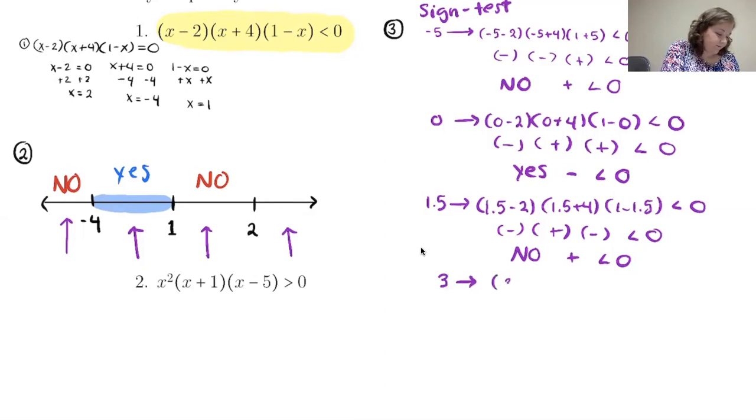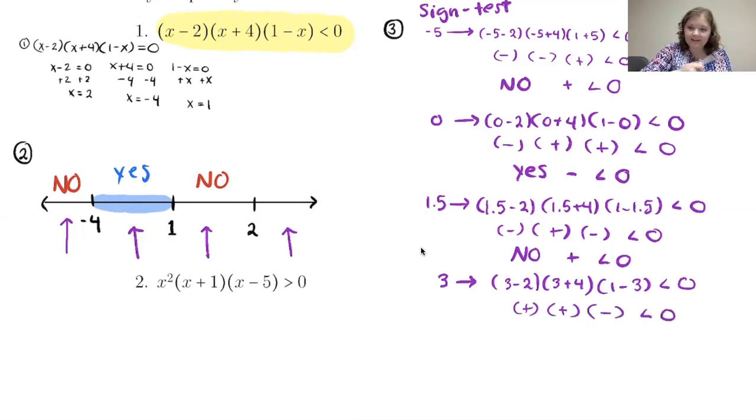So 3 minus 2, 3 plus 4, and 1 minus 3 is less than 0. We plug in the 3 for x, that's what we get. And then 3 minus 2 is positive, 3 plus 4 is positive, and 1 minus 3 is negative. And we see if that's less than 0. Positive times negative is a negative number, and that is less than 0. So this is a yes. So this one is a good interval. So we're going to write yes there, and we're going to shade that.